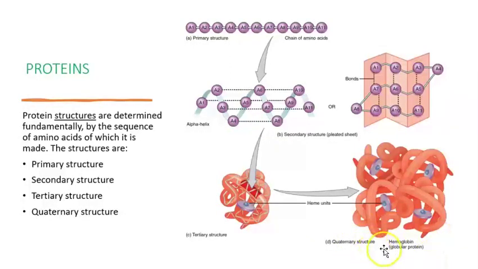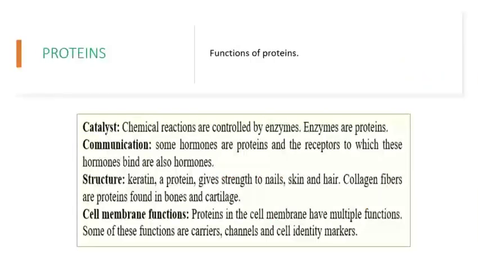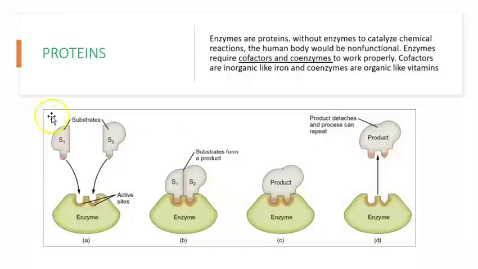Proteins that we have in our body that have very important functions are going to be with quaternary structure. For example, hemoglobin in our red blood cells. Other functions of proteins are going to be cell membrane channels, cell identity markers, catalysts. In the case of enzymes, enzymes obviously are proteins. Enzymes have an active site where the substrates are going to go inside in order to get together or in order to be split apart. Enzymes need cofactors or coenzymes. Cofactors are inorganic, such as, for example, iron, and coenzymes are organic, such as, for example, vitamins. Cofactors and coenzymes are necessary in order for the enzyme to work.